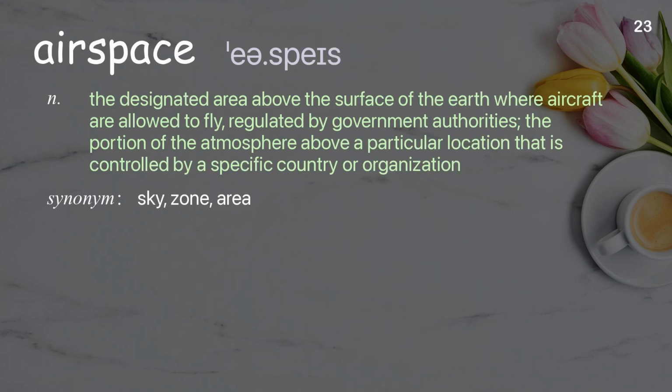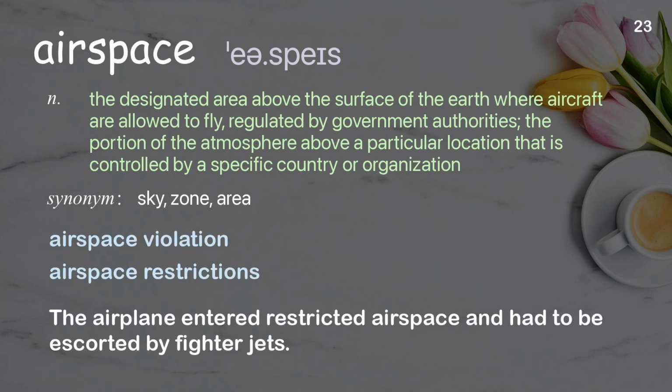Airspace. The designated area above the surface of the Earth where aircraft are allowed to fly, regulated by government authorities. The portion of the atmosphere above a particular location that is controlled by a specific country or organization. Examples: Airspace violation. Airspace restrictions. The airplane entered restricted airspace and had to be escorted by fighter jets.